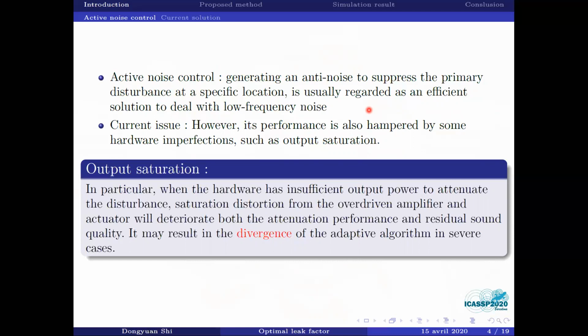What is output saturation? When the hardware has insufficient output power to attend to the disturbance, saturation distortion from the overdriven amplifier and actuator will deteriorate both attenuation performance and residual sound quality. It may result in the divergence of the adaptive algorithm in severe cases.